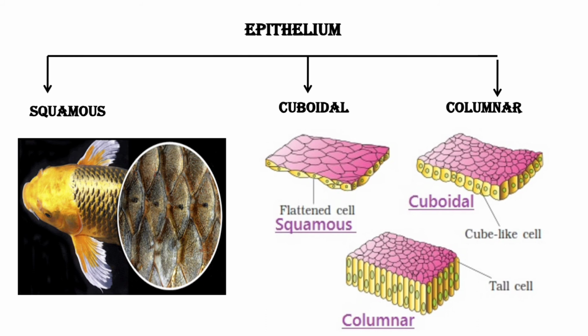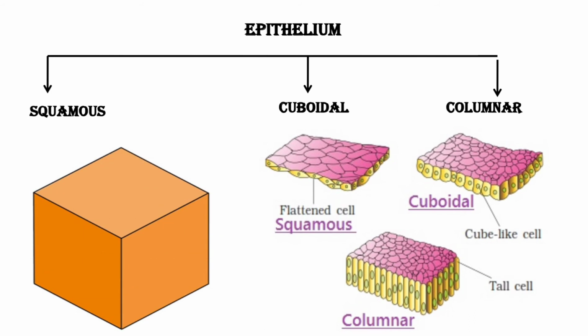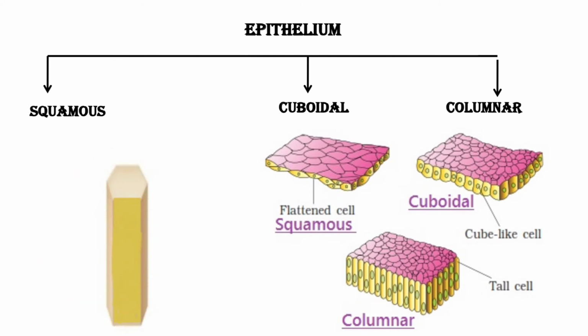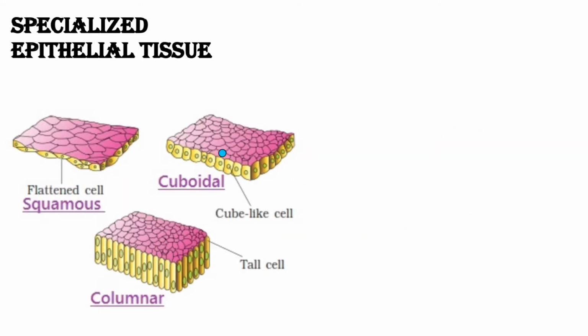Yes, it does. Second one is the cuboidal epithelium. Cuboidal epithelium is made up of cube-like cells. So these cube-like cells appear like a cuboid, with length and width almost the same from all the sides. The next one is the columnar epithelium. Columnar epithelium appears like long column-like cells. Right? So now these were the three basic types of epithelial cells: squamous, cuboidal, and columnar.